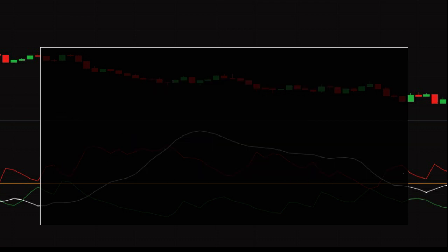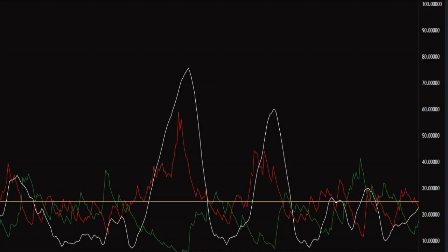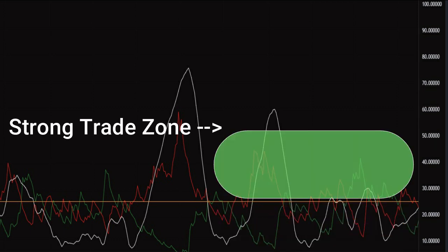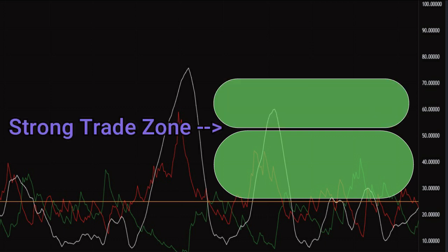Now we will see the basic structure of ADX as it oscillates between 0 and 100. The zone between 0 and 25 is known as the weak trend zone. It is advisable not to trade in this zone. The zone between 25 and 50 is called the strong trend zone. In other words, when the ADX line is between 25 and 50, and 50 and 75, it is called the very strong trend zone. You can trade and earn good profits in these zones.